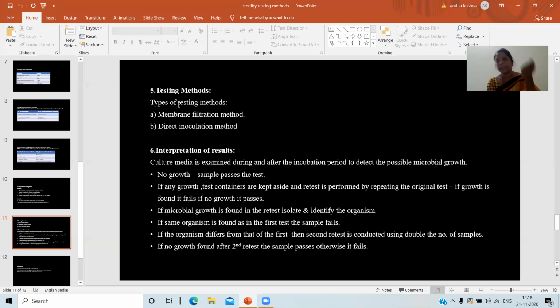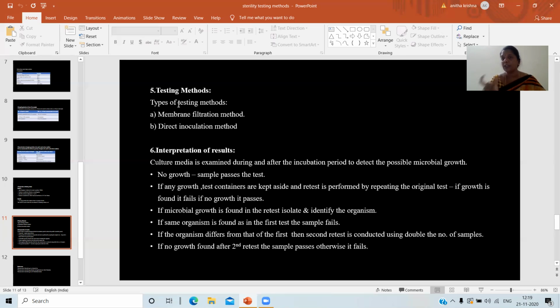After that, take out the membrane aseptically and cut it into 2 equal halves. Then one part of the membrane has to be immersed in 100 ml of soybean casein medium and incubated at 20 to 25 degrees, and the other half in thioglycolate medium and incubated at 30 to 35 degrees. In both the mediums, the membrane has to be incubated for not less than 14 days. After that, you have to read the results. How to interpret the results, I'll let you know. So that is the general procedure for the membrane filtration technique.